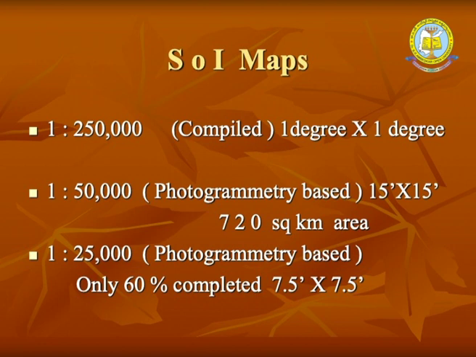In every 250,000 scale map, there are 16 maps of 50,000 scale. Every 50,000 scale map covers an area of 15 minutes by 15 minutes, covering about 720 square kilometers. The third scale at which Survey of India often makes maps is 1 is to 25,000. This is about 7.5 minutes by 7.5 minutes, covering about 1/4 of the area of a 50,000 sheet, which would mean roughly 180 square kilometers. So, 250,000 is 10,000 square kilometers, 50,000 is 720 square kilometers, and 25,000 is about 180 square kilometers. If you want a bird's eye perspective of an area, you look at a map of 250,000. If you want a little more detail, you look at 50,000, but if you want greater detail, you will want 25,000. Survey of India makes maps of these 3 scales, you should remember.